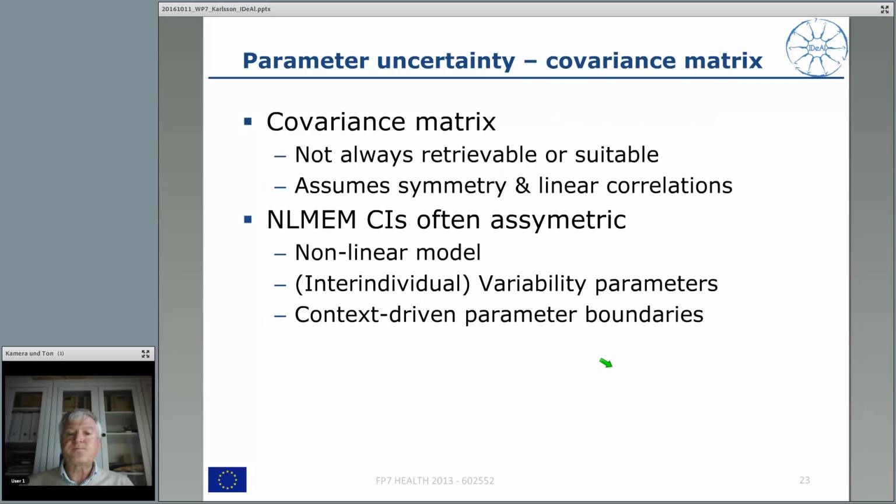So just to say a few more words about the parameter uncertainty methods. The covariance matrix, which is a standard output in most software, is not always retrievable, though. When using it in simulations or other assessments, we typically need to assume symmetry and linear correlations between the parameters. And in particular for nonlinear mixed effects models, the confidence intervals and the uncertainty distributions might be asymmetric. And the reason for that is that we have nonlinear models. We have variability parameters that often have a very skewed uncertainty distribution. And we have parameter boundaries that are driven by physiological boundaries and other aspects.